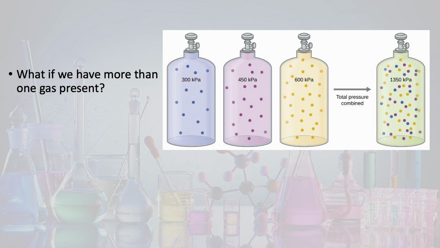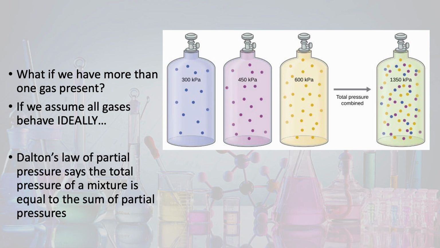Okay, so up to this point, we've been loosely talking about these scenarios with one type of gas present, or one type of molecule of gas present, right? So what happens if we combine multiple gases into the same container, right? If we make the assumption that all these gases behave ideally, we can apply Dalton's law of partial pressures, which essentially says just that the total pressure of a mixture of gases is equal to the sum of the partial pressures of all of those gases, right? So again, here we're assuming ideal gas behavior. So we're assuming low pressure, high temperature, minimal to no interactions between any of these gases.